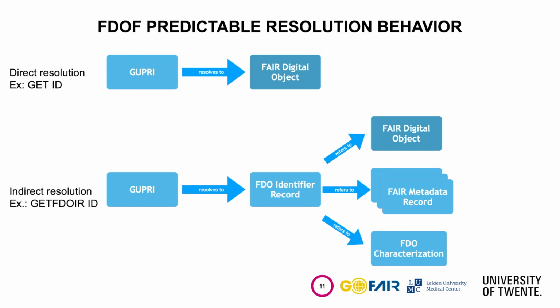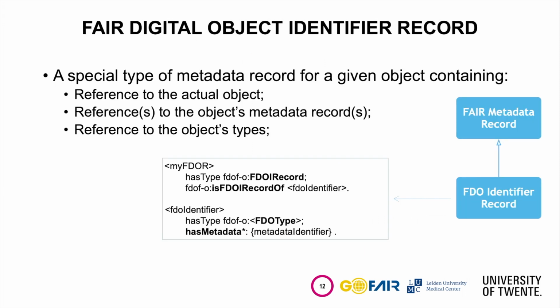Having the identifier record, the client is able to get information about what type of object this identifier identifies, so what am I dealing with, and also, if necessary, how can I get more information? Basically, how can I get metadata about that object by following the reference to its metadata records? As said in the previous slide, the identifier record is a type of metadata that contains references to the actual object, its metadata records, potentially more than one, and the typing system. Here we also have a fragment of the identifier record in RDF.